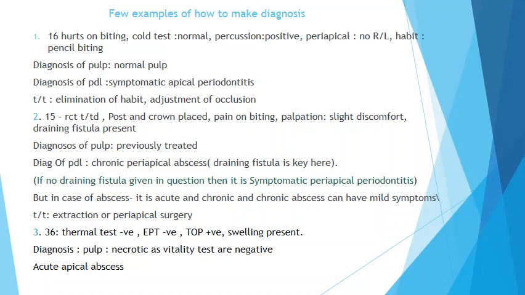Now it is symptomatic because there is tenderness on percussion, patient has pain on biting, so it is symptomatic. So the diagnosis for periodontal condition will be symptomatic apical periodontitis, and diagnosis for pulp will be normal pulp as cold test is normal here. Now what will be the treatment?